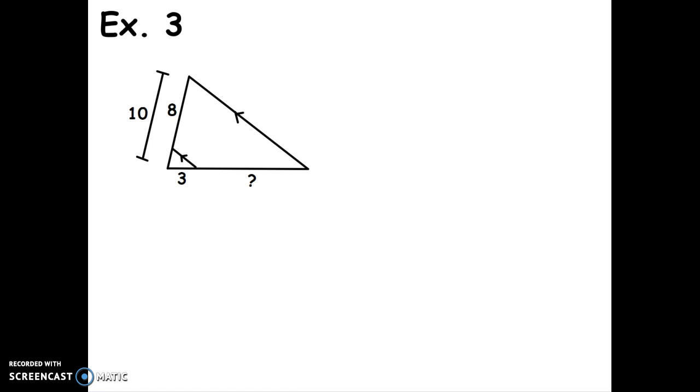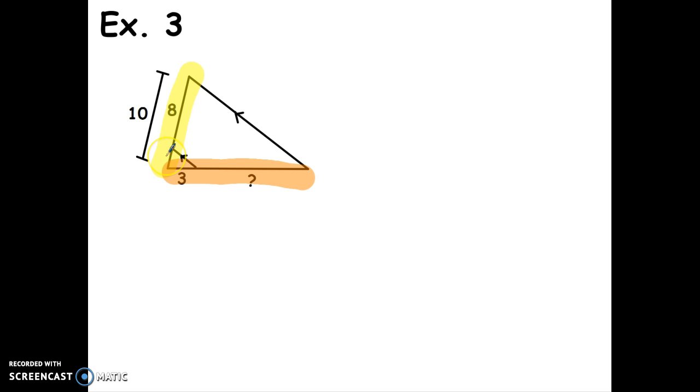Example 3. So let's highlight the two sides of the triangle that have information. Okay, so I see that this side of the triangle looks just like the examples we were doing before, but this one's a little different. We don't know what this number is here, so we can't set up a true proportion. But we do have additional information that will help us to figure out what this number is.